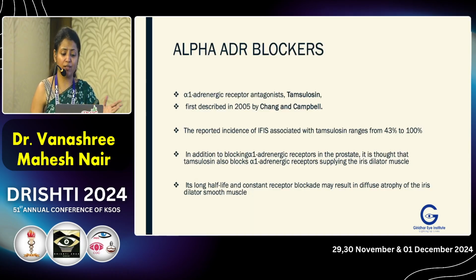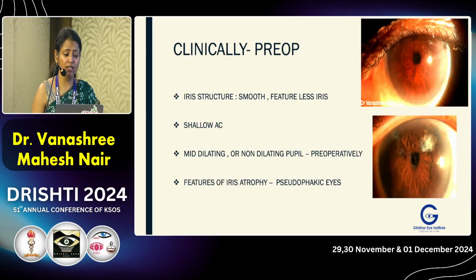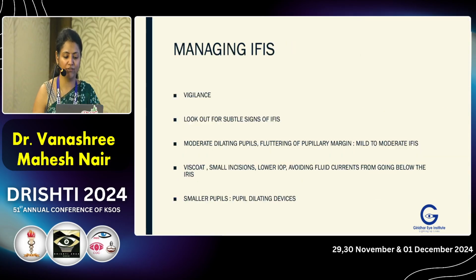It was first described by Chang and Campbell in 2005, and it is the blockage of the alpha-1 adrenergic receptors, which affects the dilator muscles of the pupil, that is the iris. Clinically, what we should look out for is sometimes a smooth, featureless iris. If the pupil is not dilating well, then you should keep IFIS in mind. And if the other eye has been operated before, then look out for iris atrophy and all these features which will give a clue that the surgery went difficult at that time.